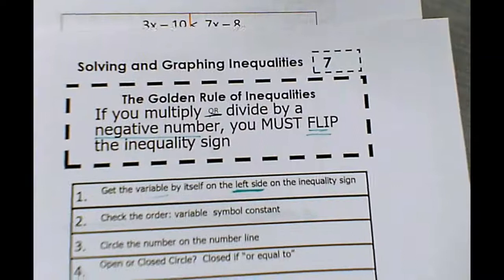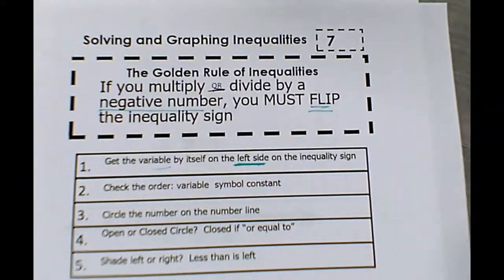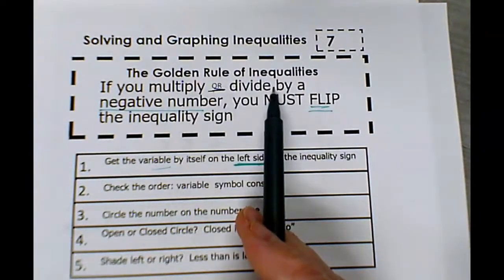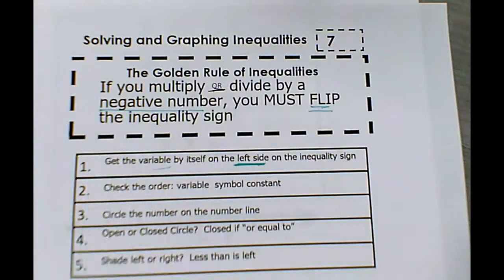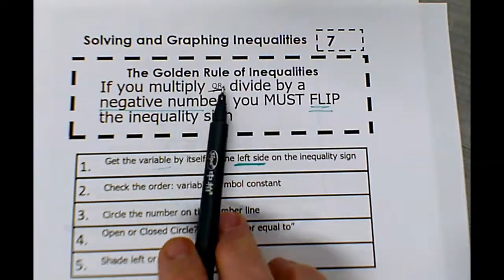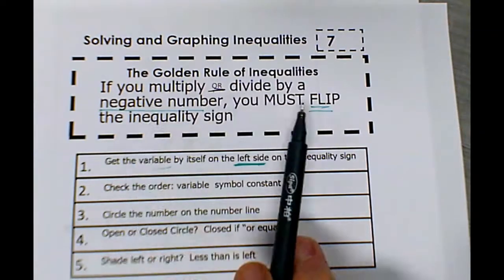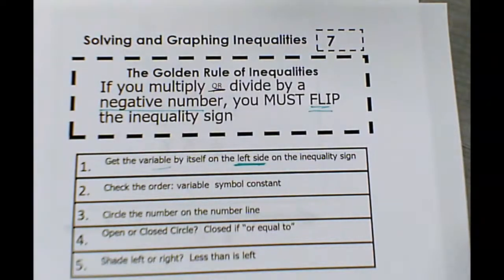The golden rule of inequalities says when you multiply or divide by a negative number, you must flip the inequality sign. Only when you multiply or divide by a negative number do you flip the inequality sign. Not in all problems, but when you multiply or divide by a negative number, you flip the inequality sign.